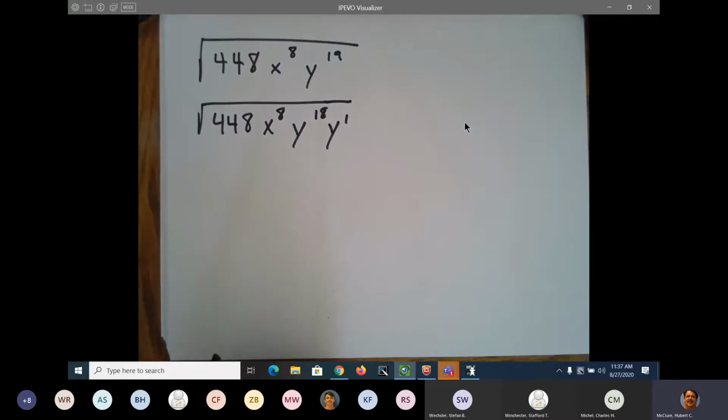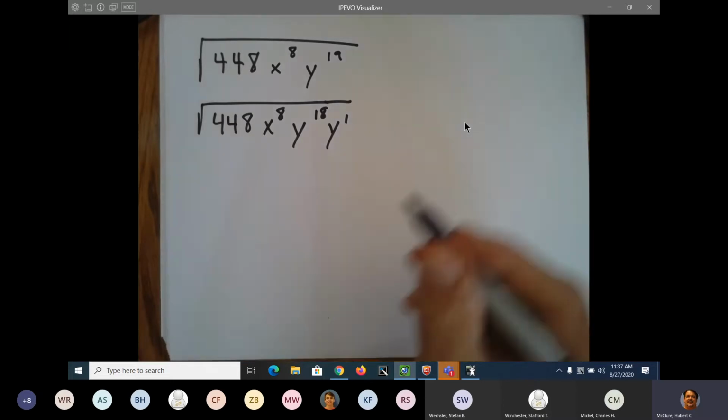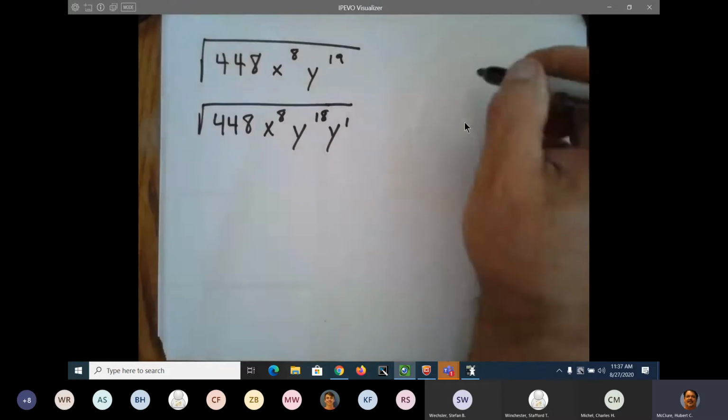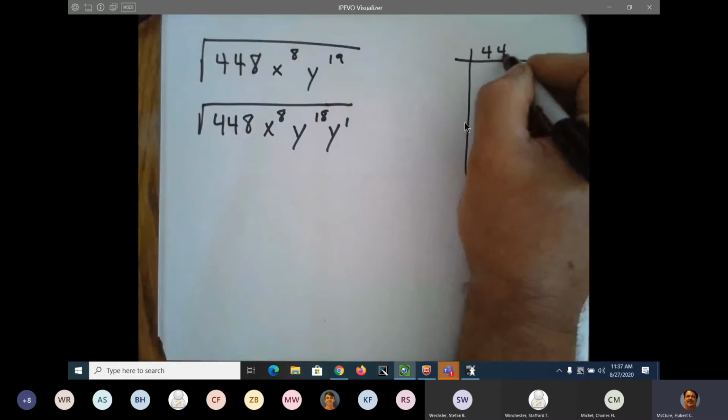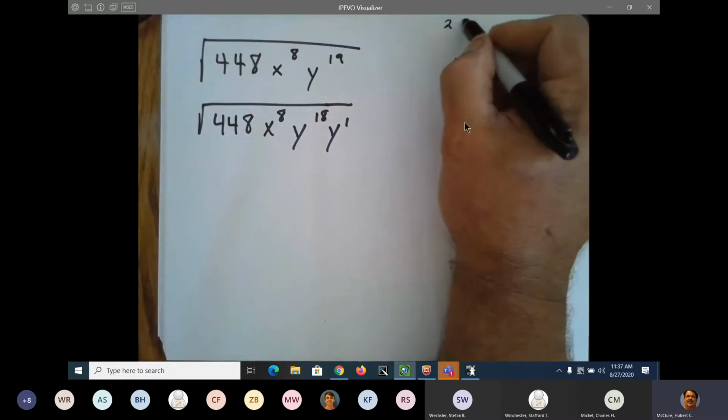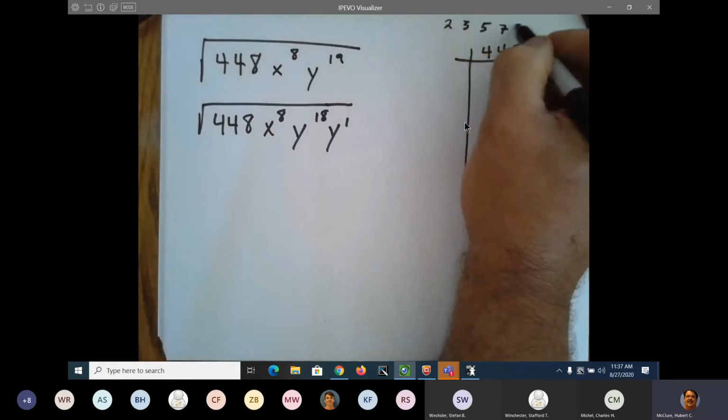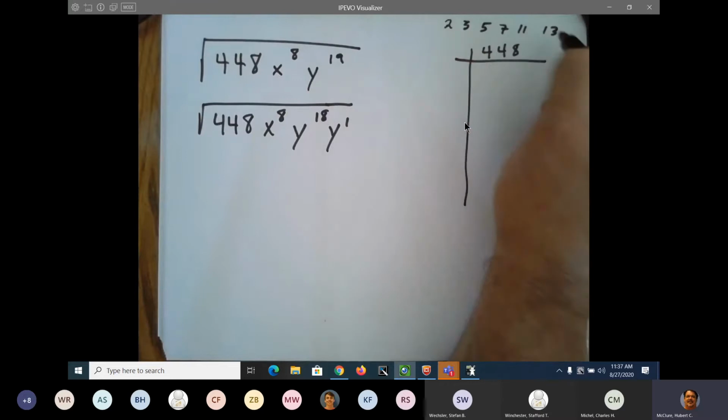So 448, I don't have any idea. So what I'm going to do is use some prime factorization, because I want to see if I can see a perfect square in there anywhere. So I'm going to go over here and use my old rules of elementary math. 448, 2, 3, 5, 7, 11, and sometimes 13.